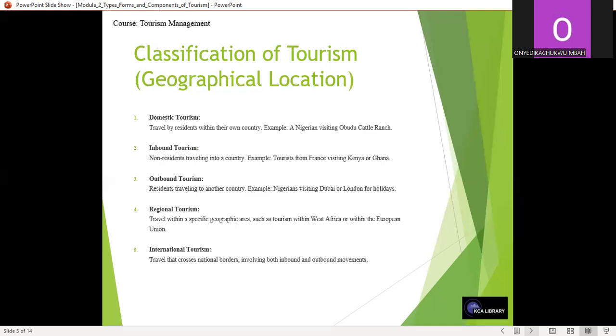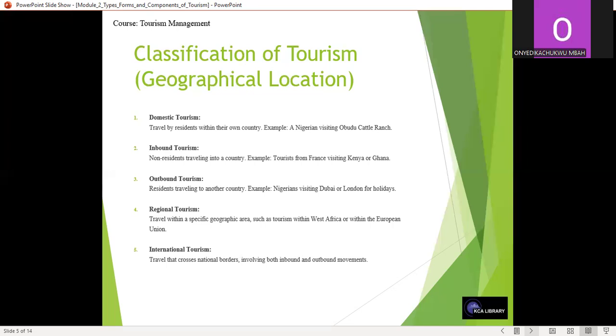Now, we also have classification of tourism based on geographical location. In this, we have domestic tourism. This is travel by residents within their own country. Example, a Nigerian visiting the Obudu Ranch. For instance, you live in Lagos and you travel all the way to Calabar to visit the Obudu Ranch. That is domestic tourism.